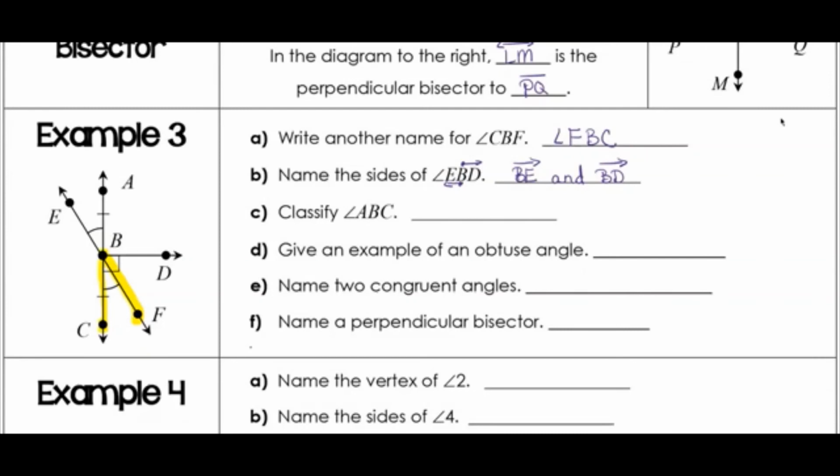Now to classify angle ABC, this one I'm going to have to actually look at because I'm going to classify it. So I have A, B, C. That's obviously a straight angle. So that's straight. Now to give an example of an obtuse angle, you have multiple choices here. I'm going to do angle EBC, but you could have done angle EBD, you could have done ABF. There's lots of options here.